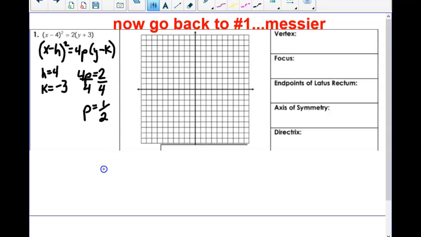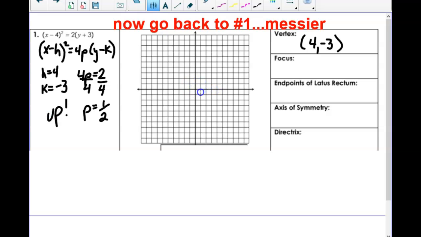Anytime the p-value is less than 1, you're going to get a scrawny little parabola. I'm telling you now, okay? All right, vertex. The vertex is always hk, no matter which way it's opening. So this one is at 4, -3. Which way is this one opening, by the way? The x was squared, so it's opening either up or down, and the p was a positive, so it's going to open up.